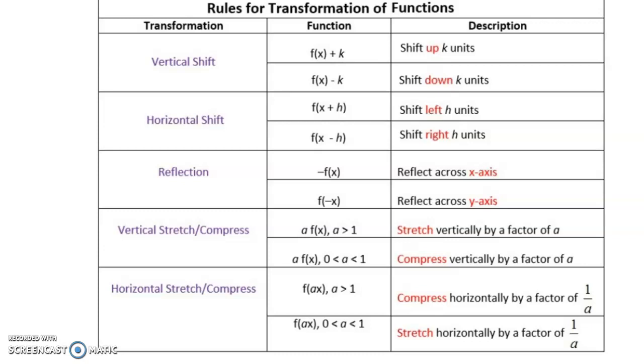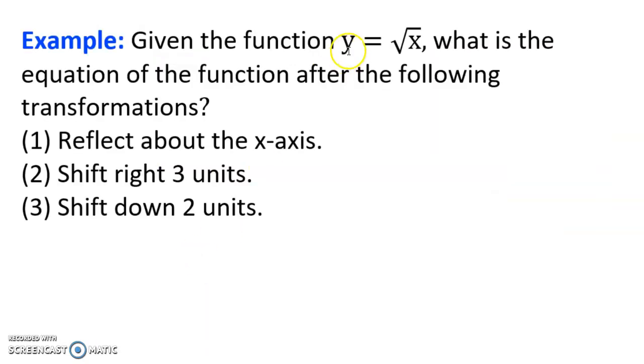Now that we know all the basic rules for transformations of functions, let's look at one example. Given the function y equals square root of x, what is the equation of the function after the following transformations? First, reflect about the x-axis. Second, shift right 3 units. Third, shift down 2 units.